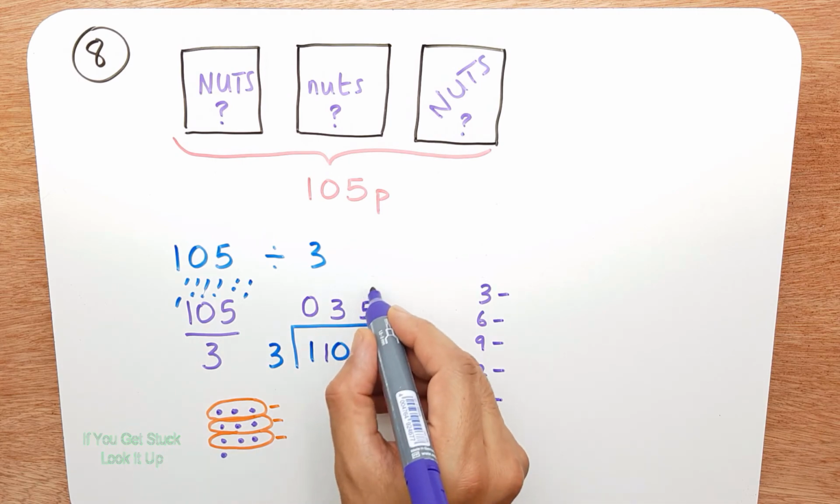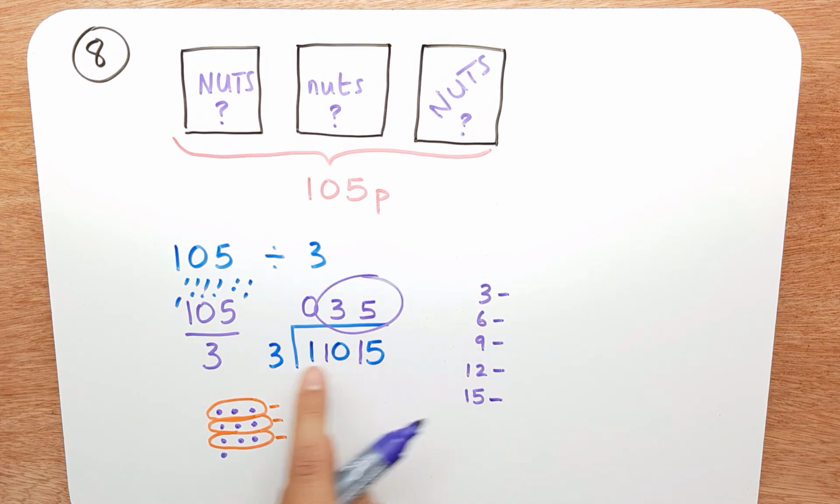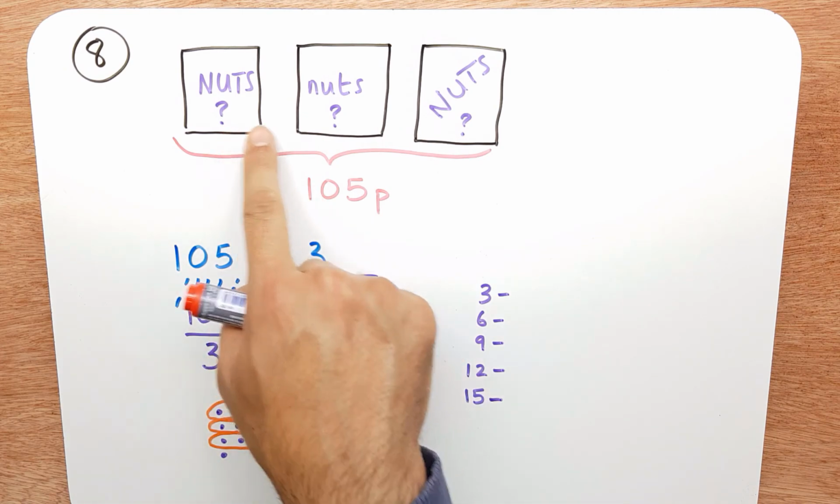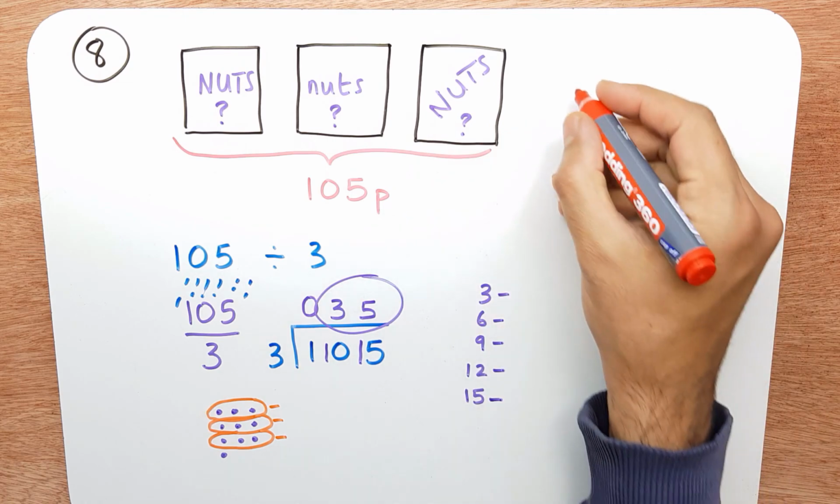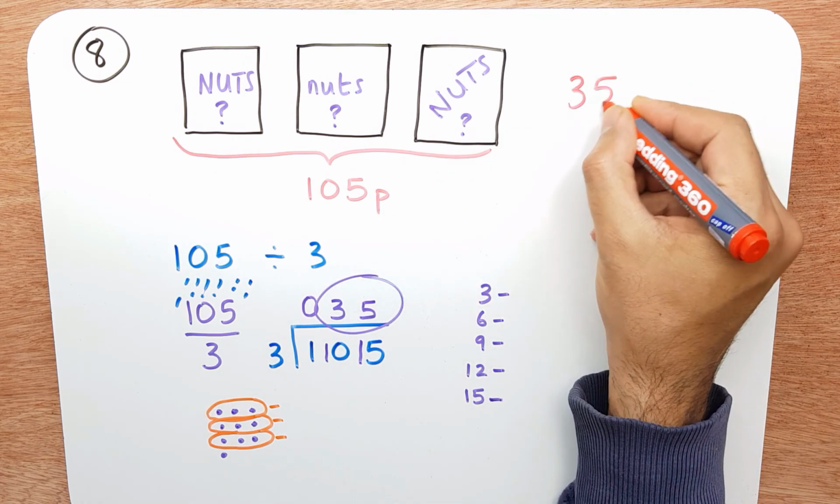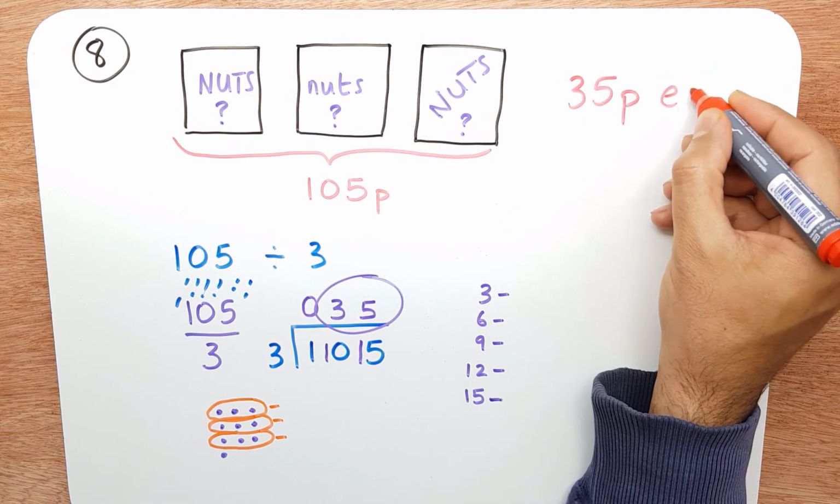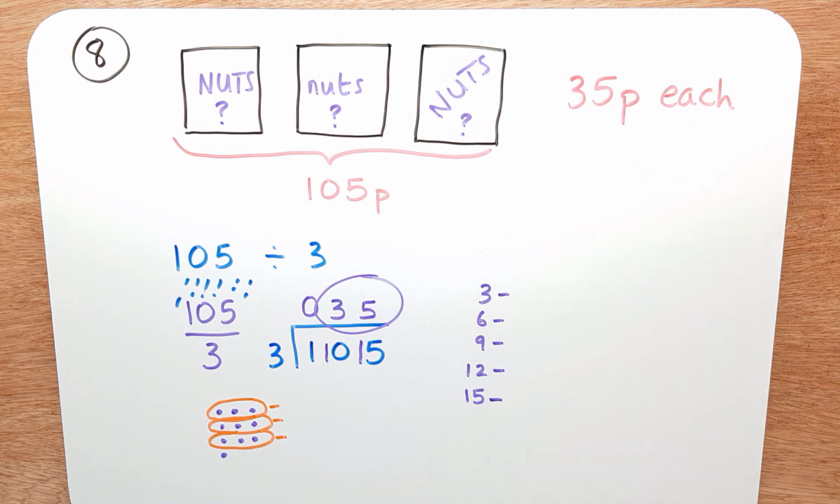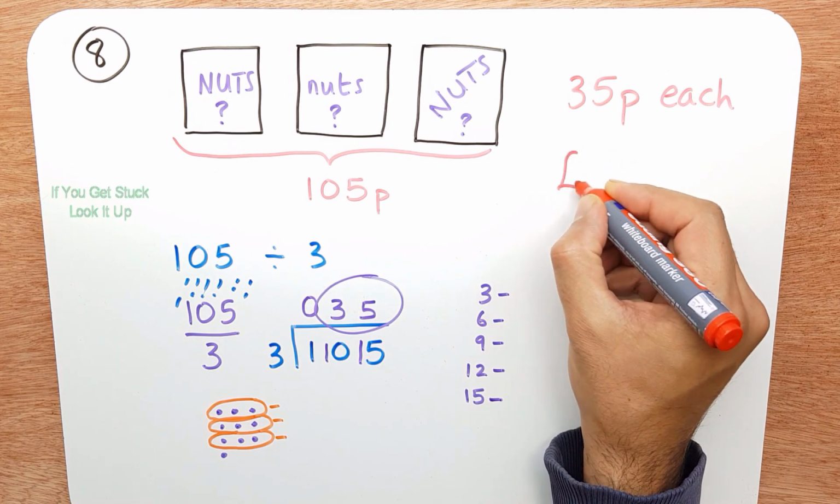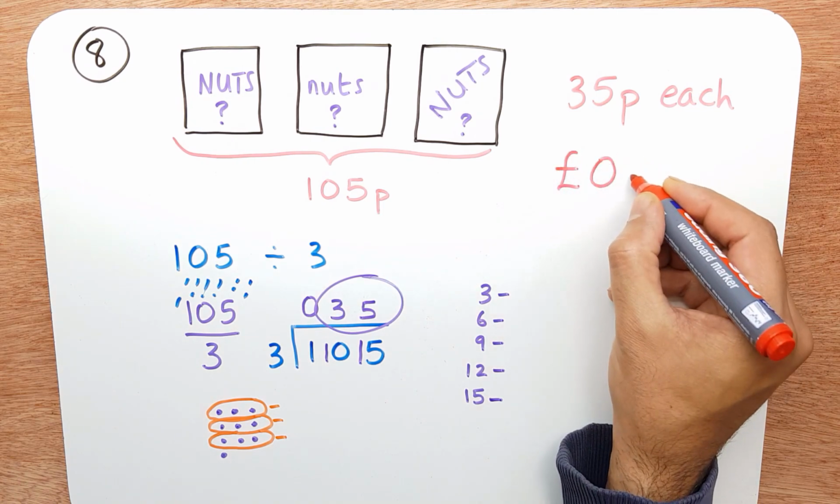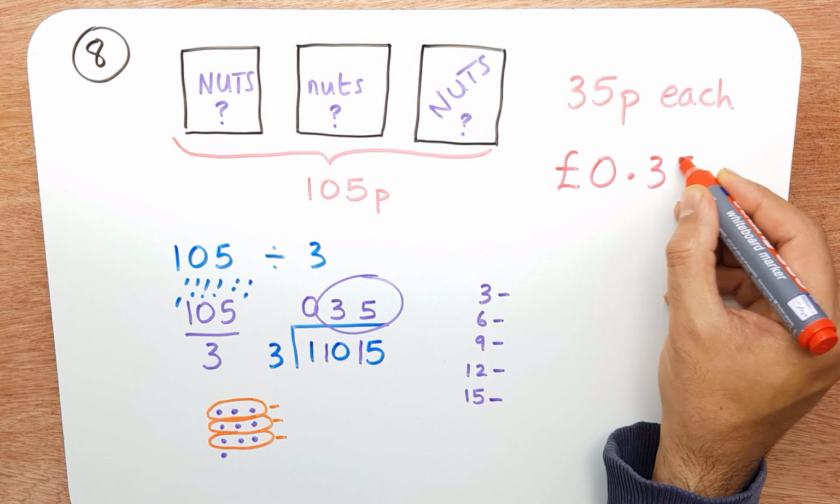So our answer is 35. We can ignore this 0. So each one of these packets will cost 35 pence. So each packet of nuts costs 35 pence. And you could also write it out as pounds. So it would be £0.35.